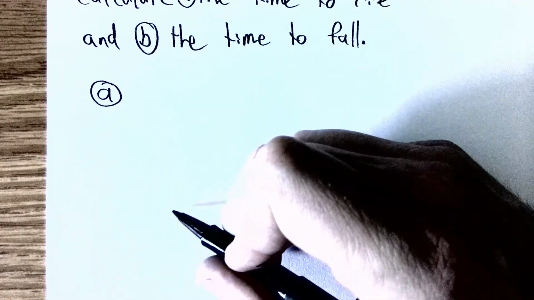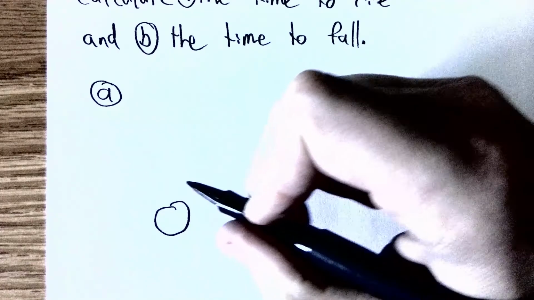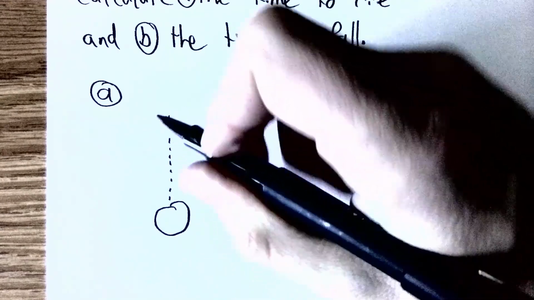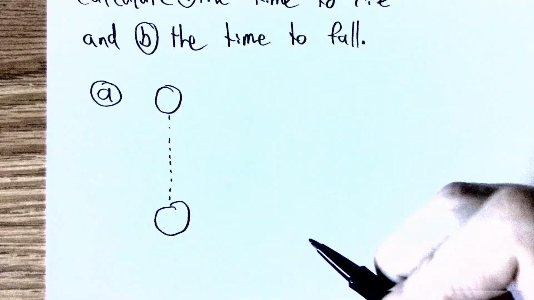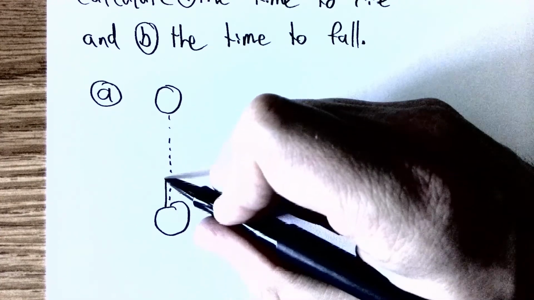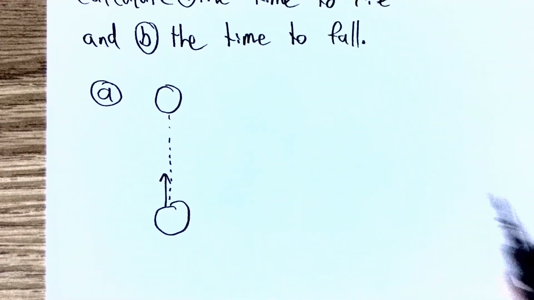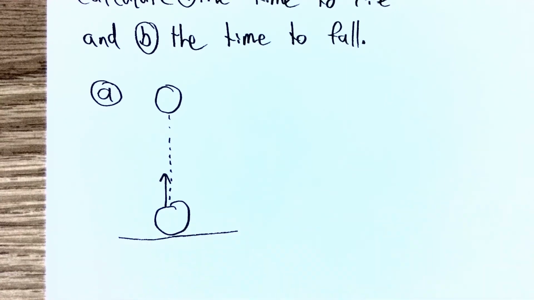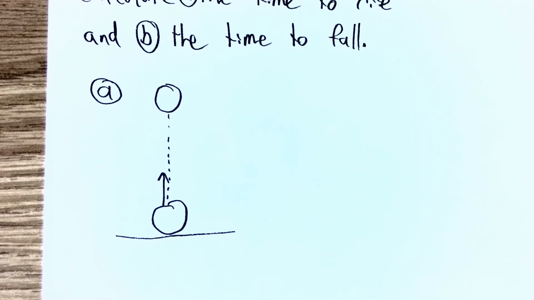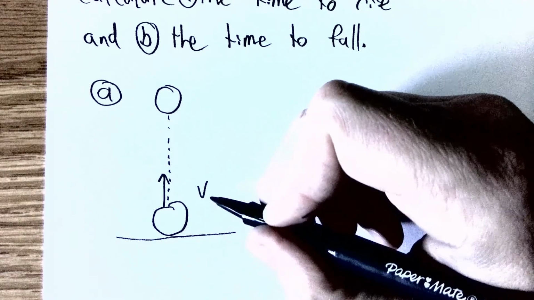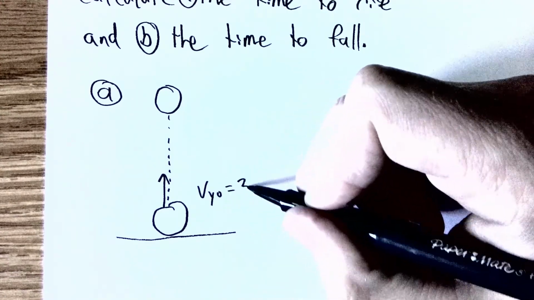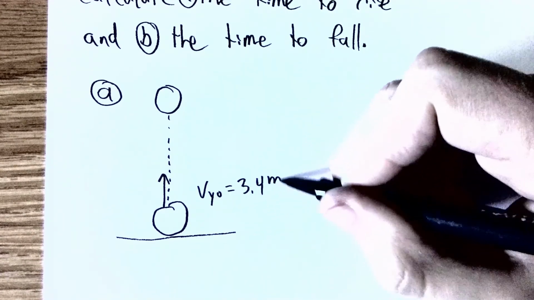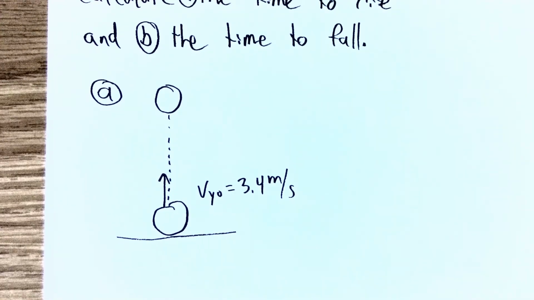The basketball starts on the ground, goes all the way up, and it reaches max height. Now I know it wasn't descriptive in the problem, but that's what I mean by the time to rise. The time to go from the ground all the way to maximum height. So, like we said, Vy initial is 3.4. That's all that was given, and we need to figure out the rest.